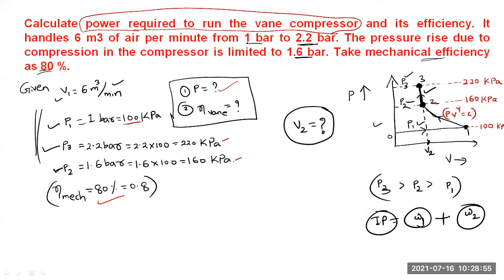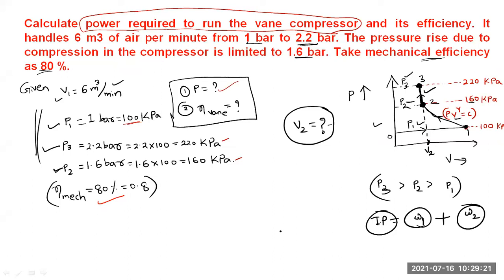At point 1, P1 and V1 are given in the question. At point 2, only P2 is given, 160 kilopascal. V2 we do not know at point 2. So how to calculate volume at point 2? Process 1 to 2 is the adiabatic or isentropic process, which follows the equation PV to the power gamma equal to constant.